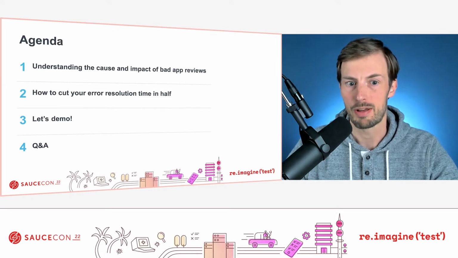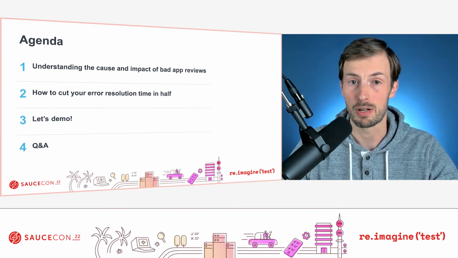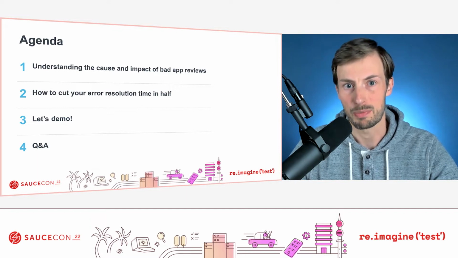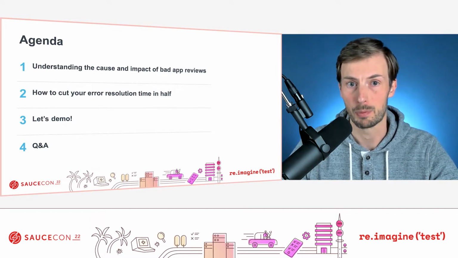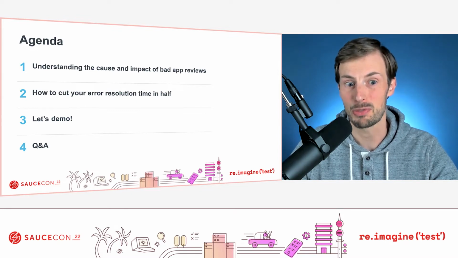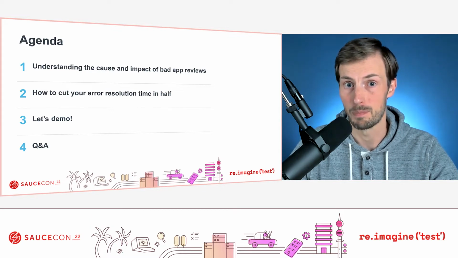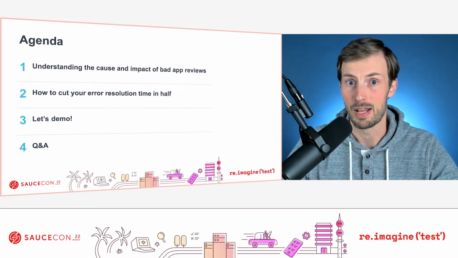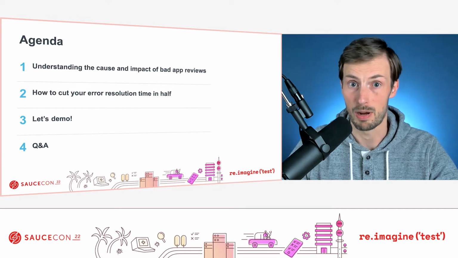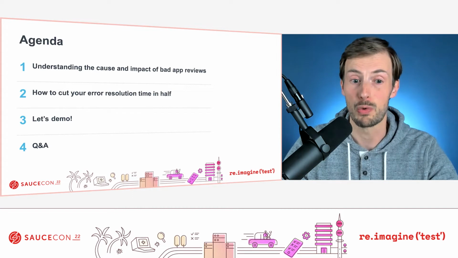So let's take a look at the agenda first. I'm going to start by talking to you about what the cause is of bad app reviews, at least what it can be, as well as what the impact is. In other words, why should you care? We're going to take a look at how to cut your error resolution time in half and how that is related to your app reviews. We're going to look at a demo on how to integrate the Backtrace crash reporting library into your mobile app, as well as how to use Backtrace to prioritize and to resolve issues that you might find. And finally, we're going to do a Q&A.